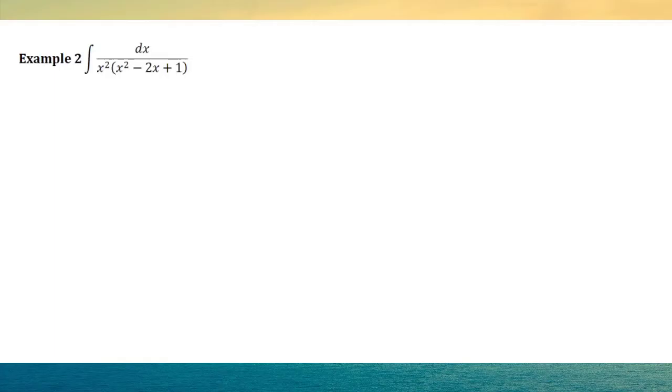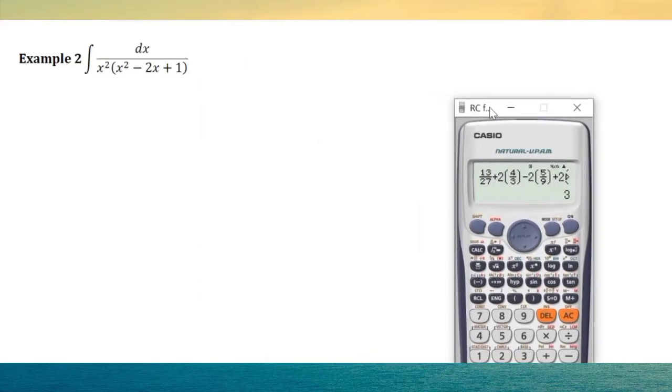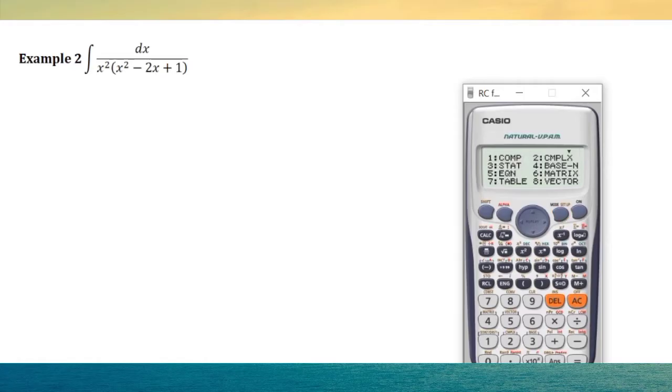So we have here our problem number 2 for the repeated linear factor. So first thing na gagawin natin is to find the factors of our denominator. So for the x squared minus 2x plus 1, we can make use of the calculator. And that's mode 5 and 3. So coefficient ng x squared is 1, coefficient ng x ay negative 2, and the constant is 1. And we have here x is equal to 1.